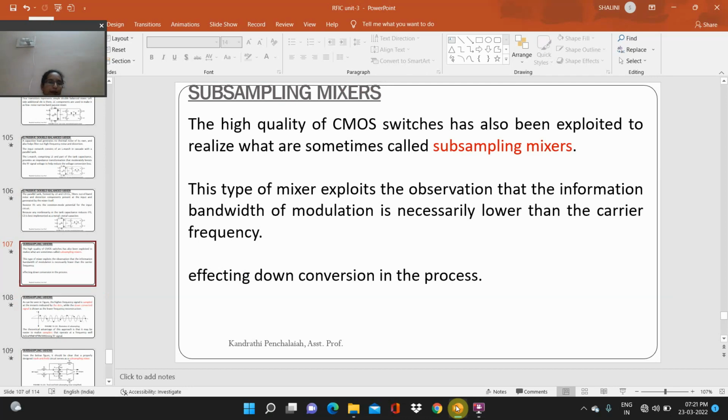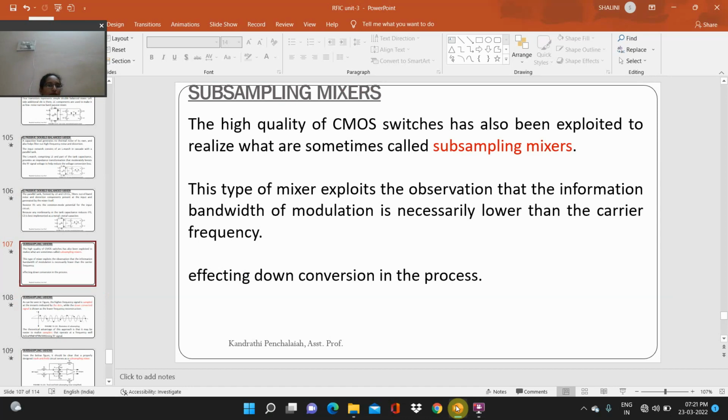So, welcome back again. We are going to discuss subsampling mixers. So, what are subsampling mixers? The high quality of CMOS switches has also been exploited to realize what are sometimes called subsampling mixers.